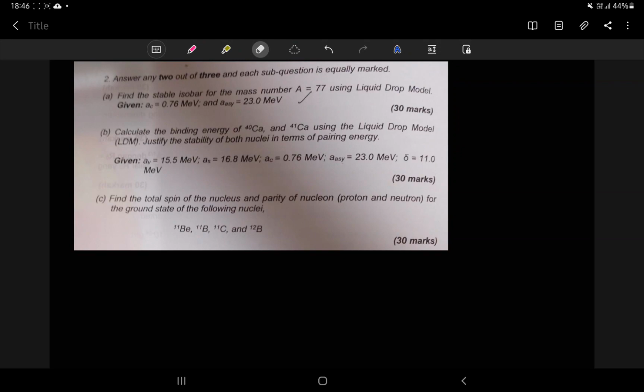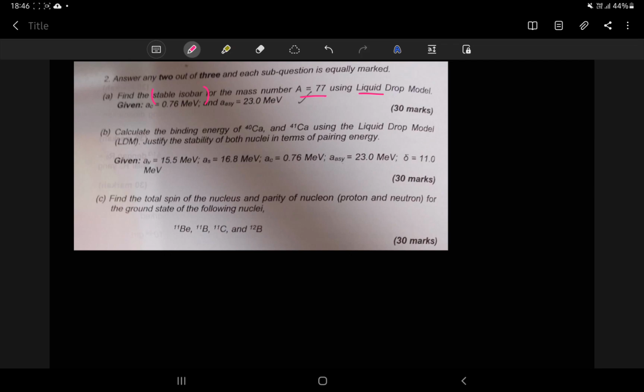So this is the continuation of yesterday's question. Nuclear physics final exam question number 2. We are going to answer 2 out of 3 questions, but for the purpose of this video I will answer all of them. Okay, so without further ado, let's get started. Question A is to find the stable isobar for the mass number of 77 using the liquid drop model.